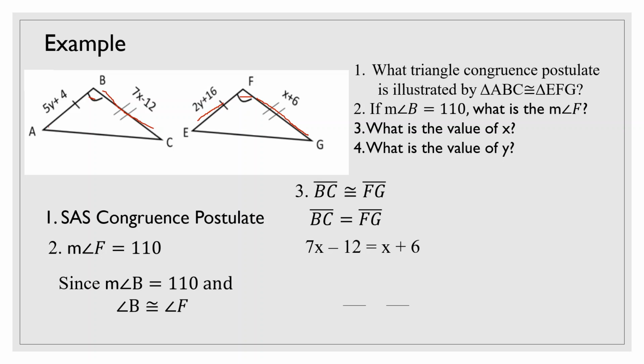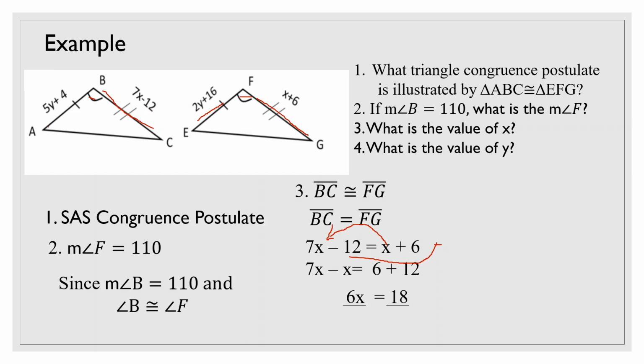Then combine similar terms. So anong gagawin natin? Ililipat lang natin yung x on the other side of the equation and yung negative 12 to the other side of the equation so that we can combine similar terms. The equation will become 7x minus x equals 6 plus 12. Simplifying it, 7x minus x is equal to 6x. 6 plus 12 is equal to 18. So we have 6x is equal to 18.